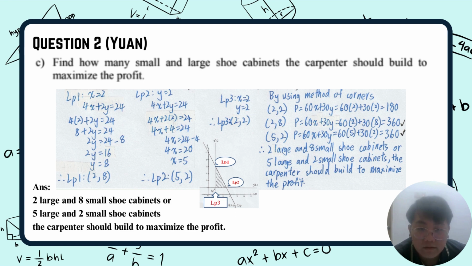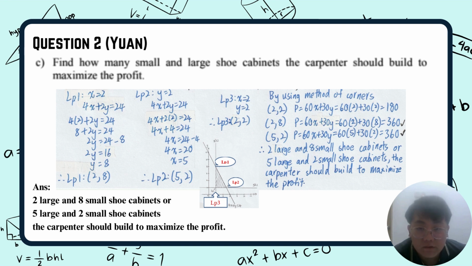So we put the corner 2, 2, as x equals 2 and y equals 2, into the function, and then we calculate and get 180 for 2, 2. And then for 2, 8, we calculate and get the answer 360. And for 5, 2, after we calculate, we also get 360. So there are two maximized numbers here. Both of these are the points where we get the maximized profit.